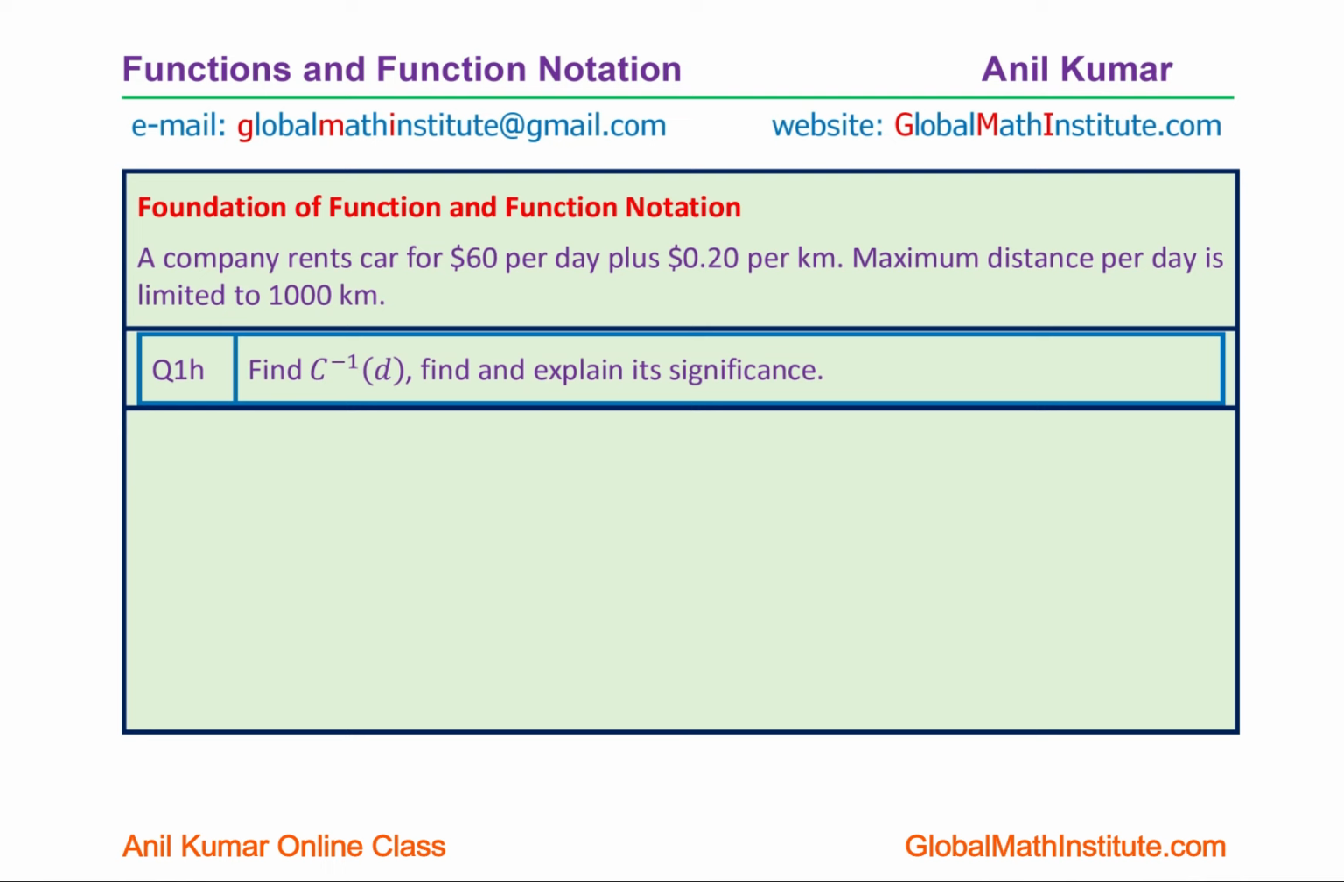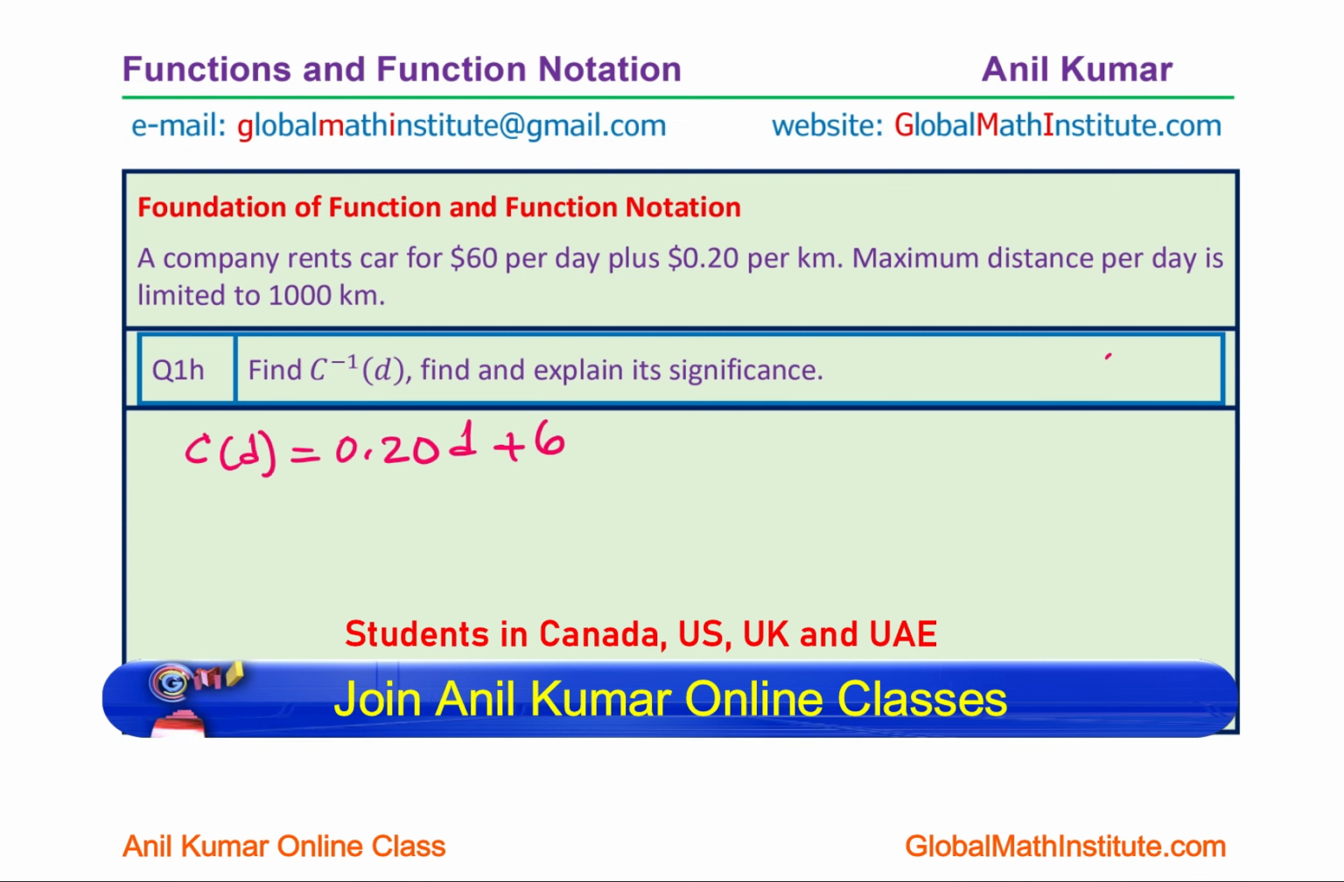Well, let's look into the part H, which is find C inverse of D. Find and explain its significance, right? Now here is a very interesting part. We'll try to find the inverse of the cost, right? And then explain its significance. We have already seen that the cost with reference to distance traveled is equal to 0.20 times the distance plus 60, right? To find the inverse is reverse calculation, right?